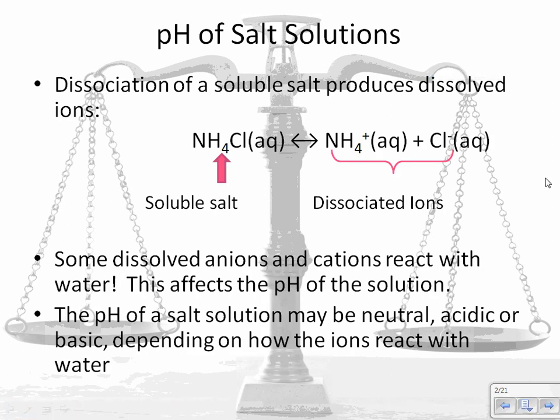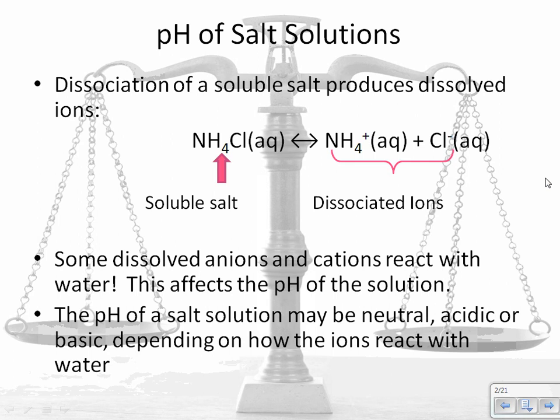So to start off, the pH of salt solutions, where does it come from? Well, first off, when we look at a salt, we know that it will dissociate into its ions. So here's an example that I gave you of ammonium chloride, and it dissociates into its ammonium ion and the chloride ion. Some of these dissolved anions and cations will react with water. When that happens, it will affect the pH of the solution. So I'm not going to tell you why this happens quite yet. I'm just going to show you a brief overview of what happens, and then we'll get into the rules so that you can figure out when this does happen and when it doesn't.